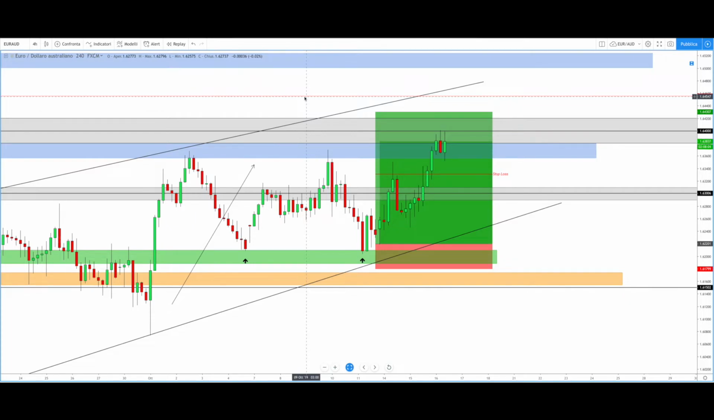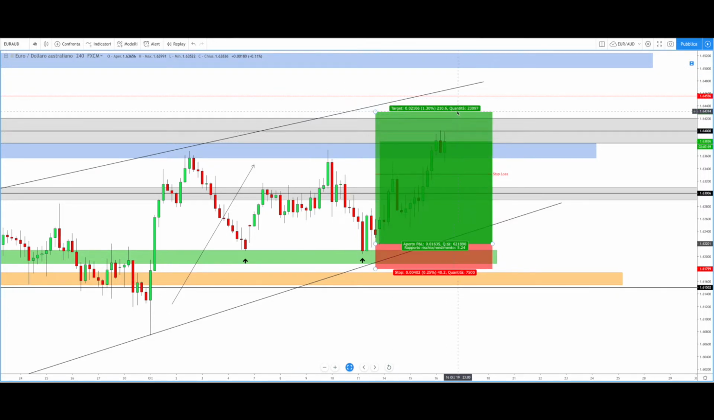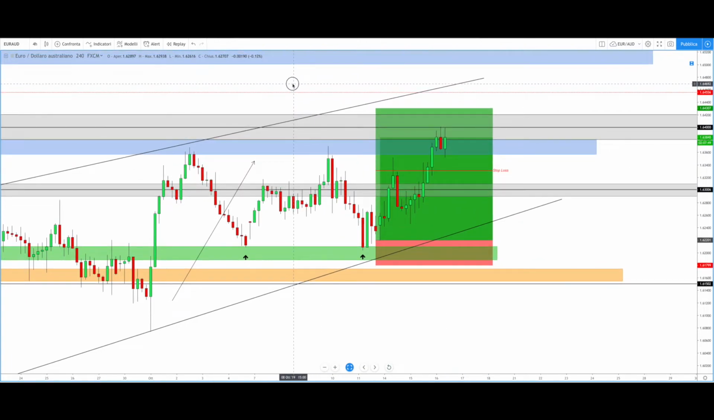So for now, look carefully at the price action. If the price reaches our take profit, we are happy. But if the price starts a new bearish phase and closes our trade around our stop loss at break even, I will look for a potential second entry at a better point. So don't worry about this trade.